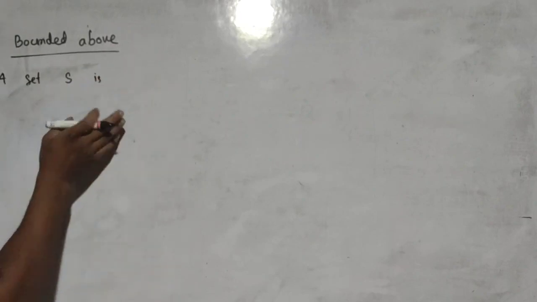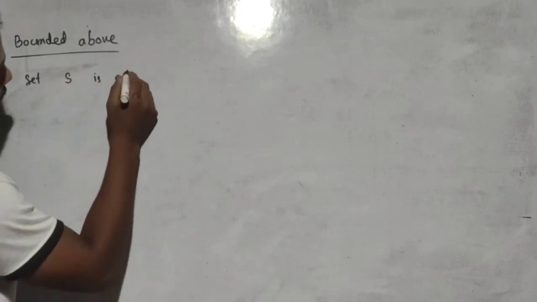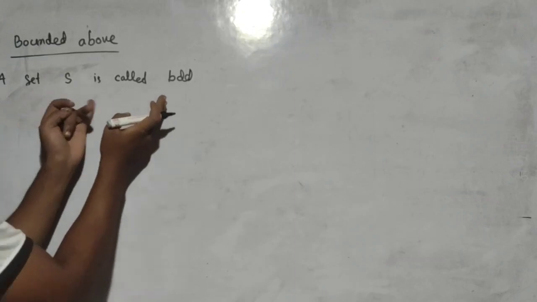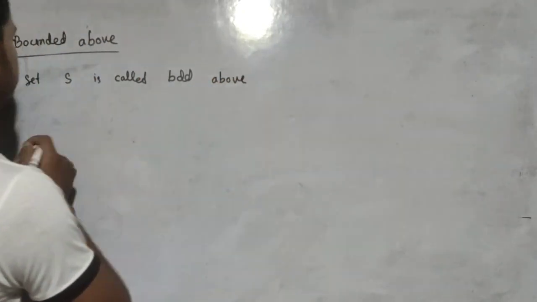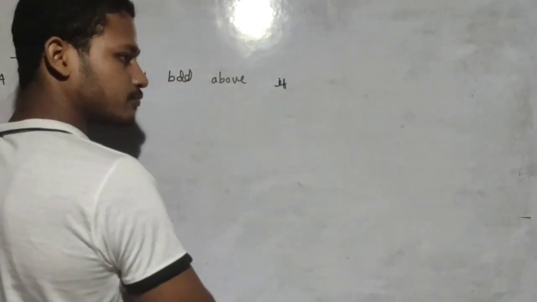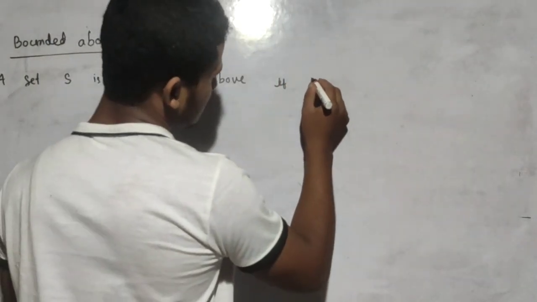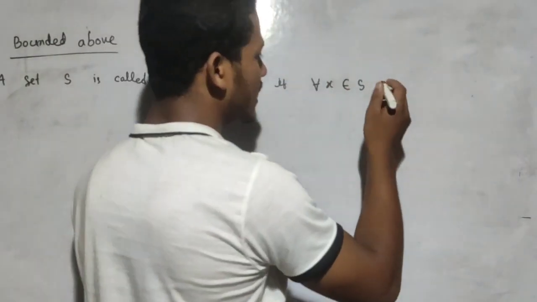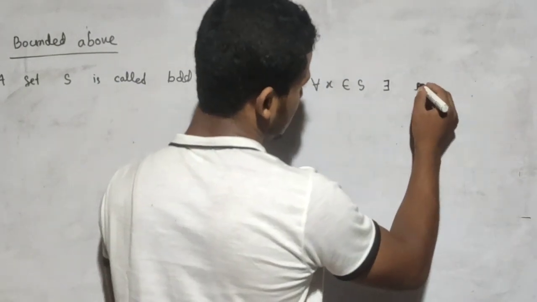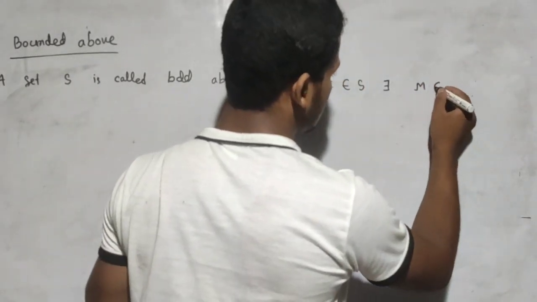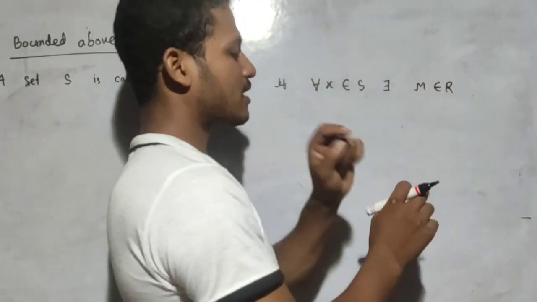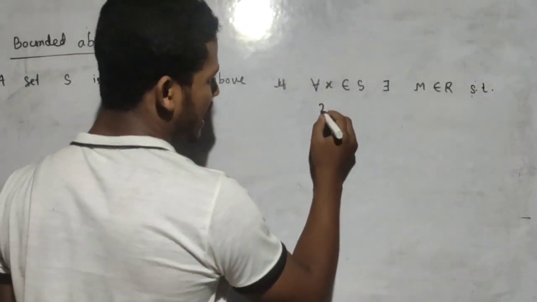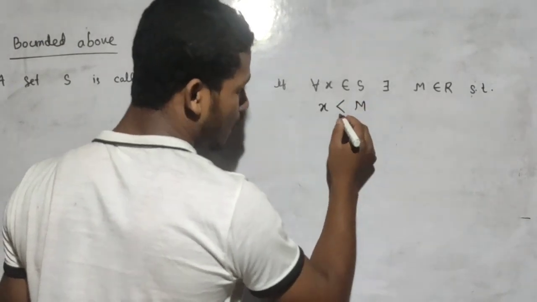A set S, which is a subset of the real numbers, is called bounded above if for all x belongs to S, there exists a real number capital M belongs to R such that x is less than or equal to M.